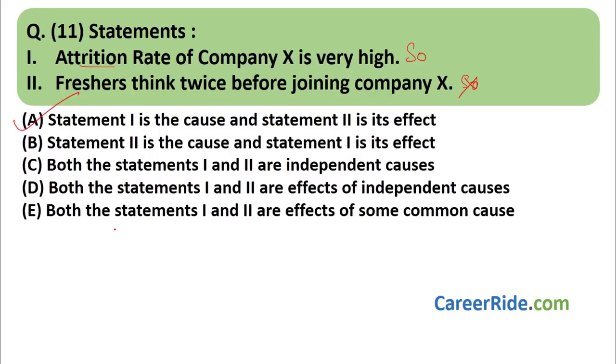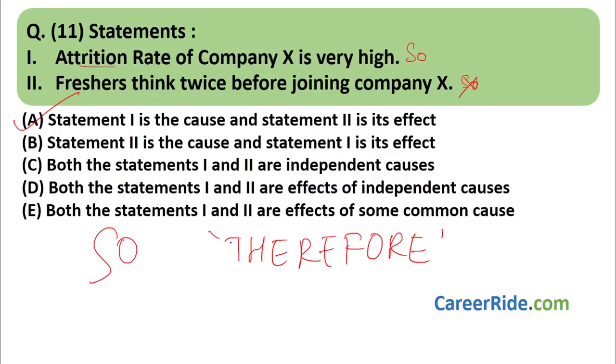See how easy it is, just using the word so or therefore. You can use any word. Most probably you can go in for therefore because it makes grammatically more sense, but if you are comfortable with so, you can use that also. By using any one of these two words, you can easily find which is the cause and which is the effect.